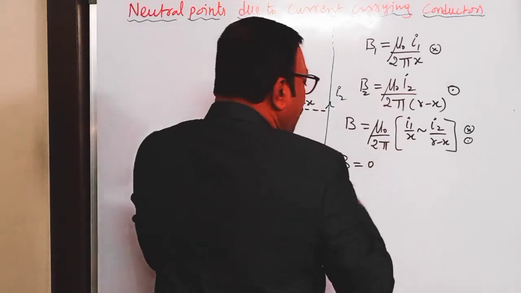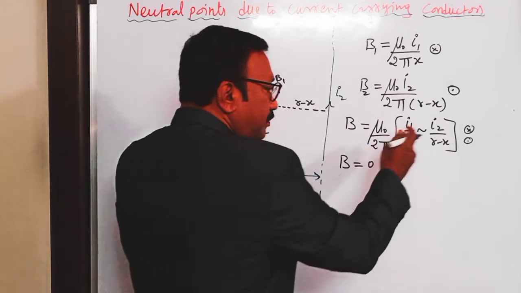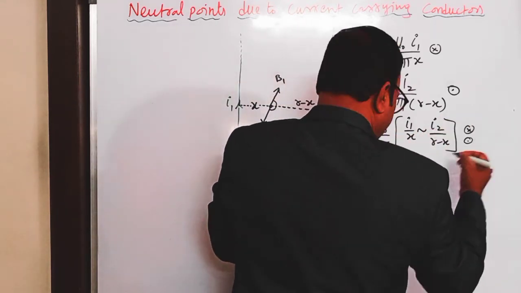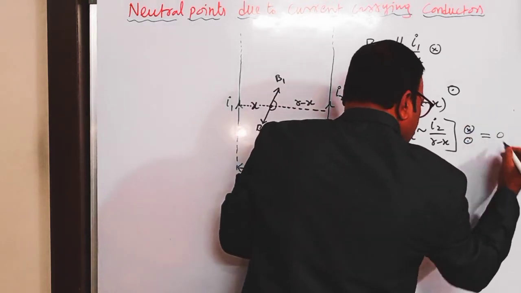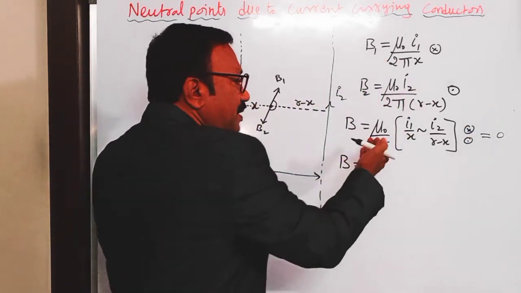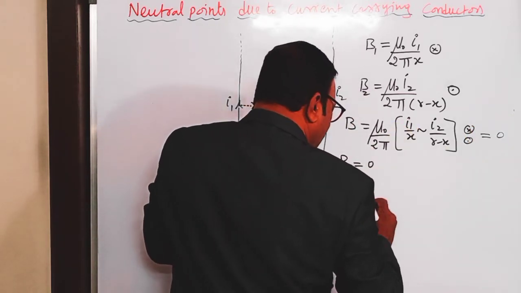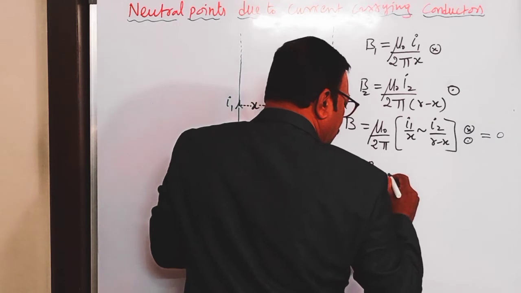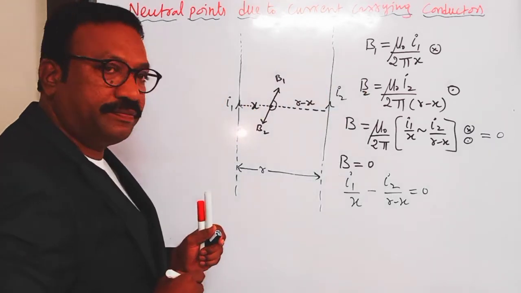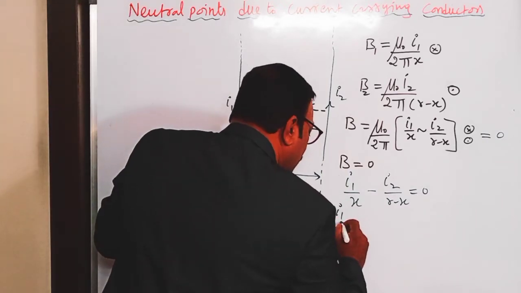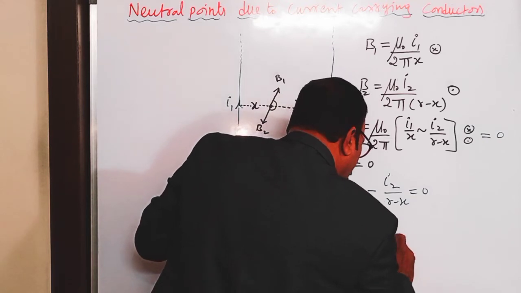So the resultant magnetic field is 0 means this everything equated to 0. That means this will go that side and become 0. That means I1 by x minus I2 by r minus x is equal to 0. This is nothing but I1 by x is equal to I2 by r minus x.